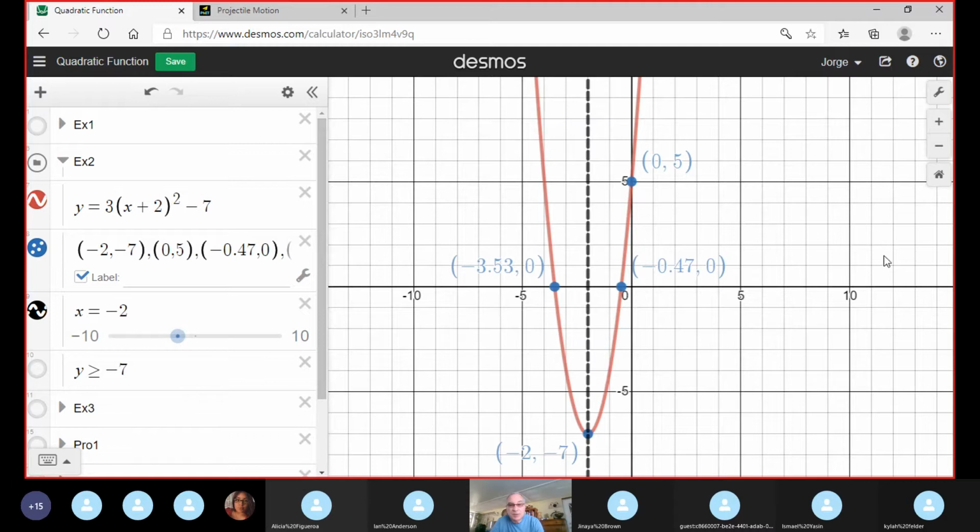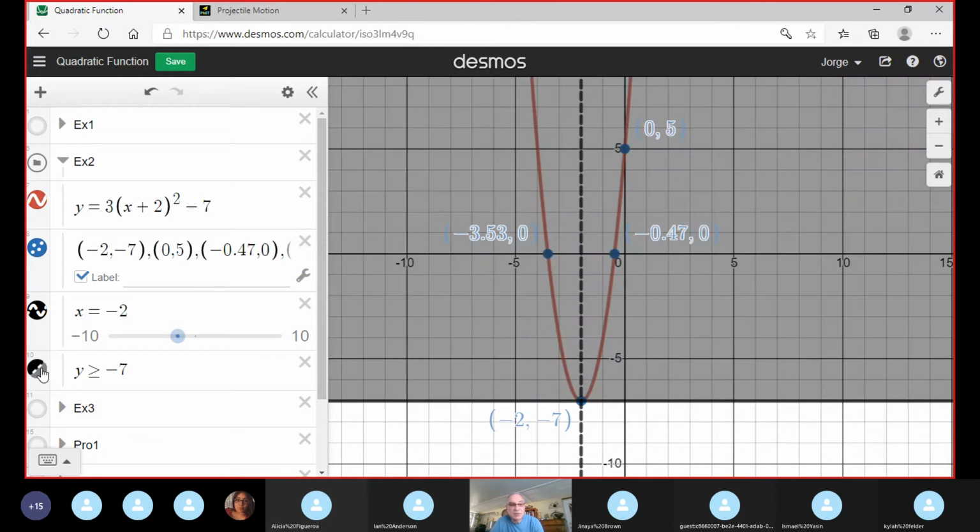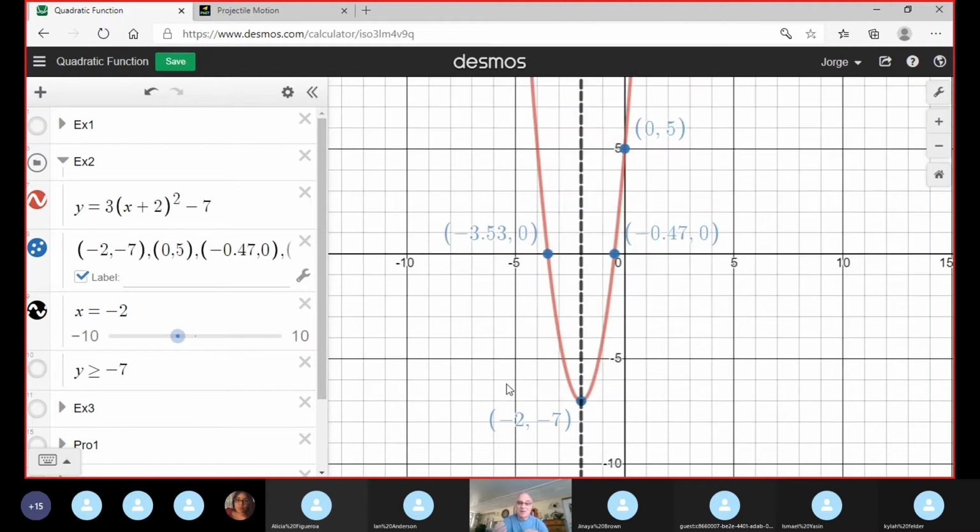Well, you can see now, look at that. Let me highlight the range. The range is this region, look. Boom. It is from negative 7, the vertex, to positive 3. This is the range. The domain is always all real numbers because the parabola opens in both directions.